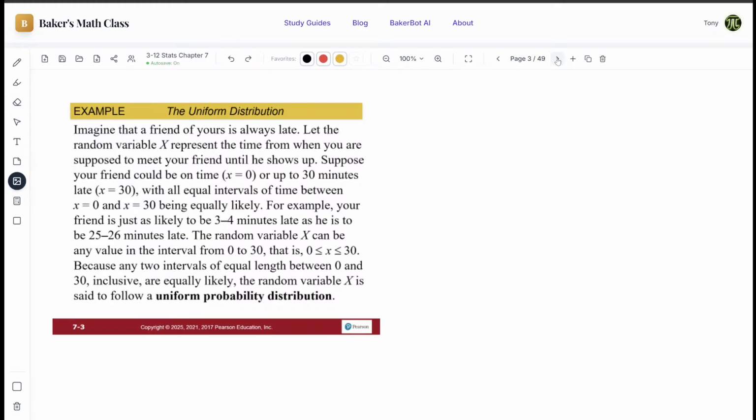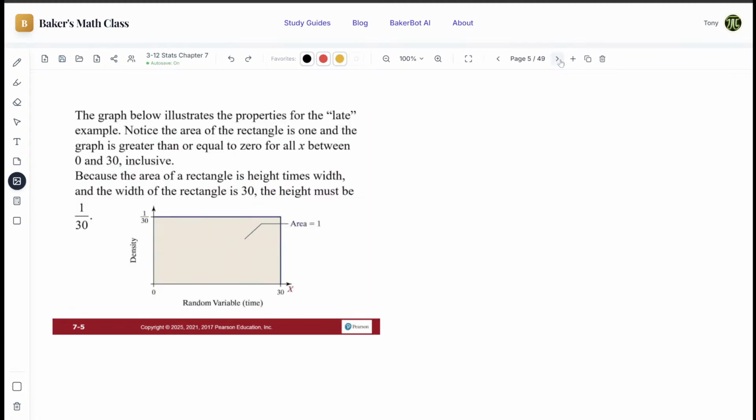imagine that a friend of yours is always late. We're going to let X represent the time from when you're supposed to meet your friend until they show up. Remember, time is continuous, so every number between them is available. So he could show up up to 30 minutes late.